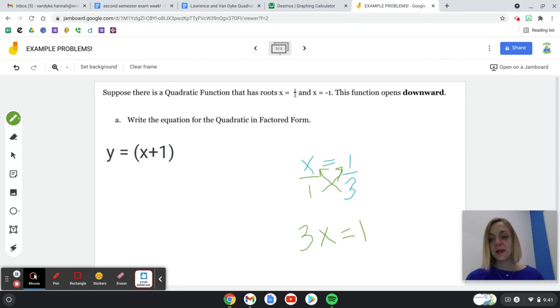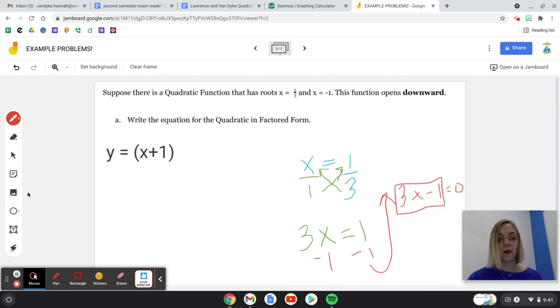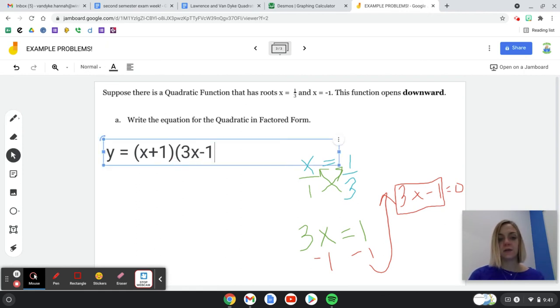And then I need to make the right side of my equation equal 0. And in order to do that, I'm going to have to subtract 1 from both sides. So I'm going to bring my work up here. I get 3x minus 1 equals 0. So now I have my usable factor here, 3x minus 1. And I'm going to go ahead and plug that into my equation, 3x minus 1. And then this is my factored form equation.